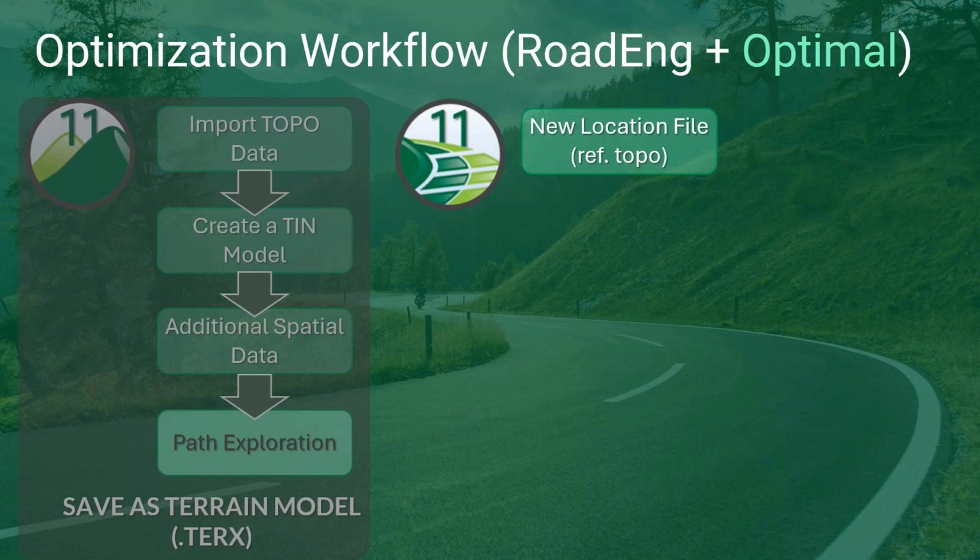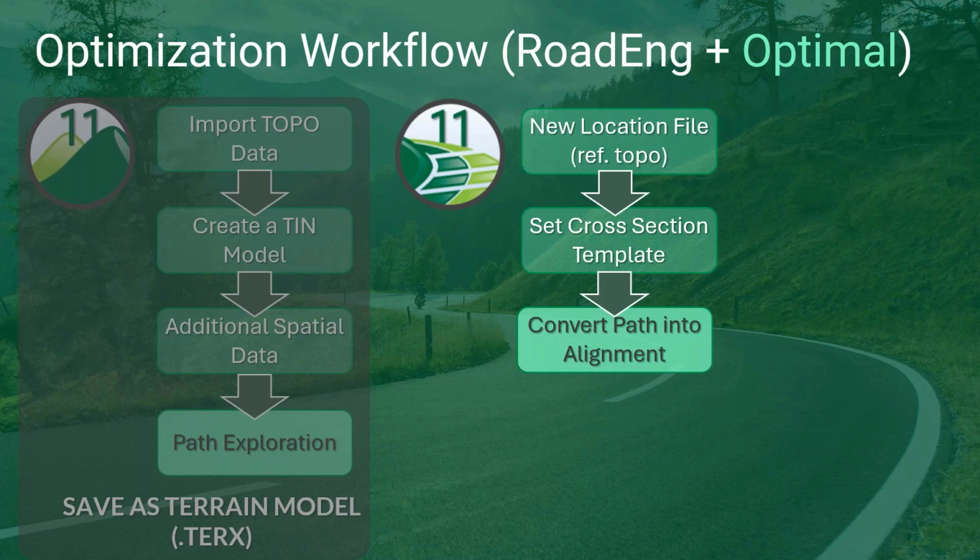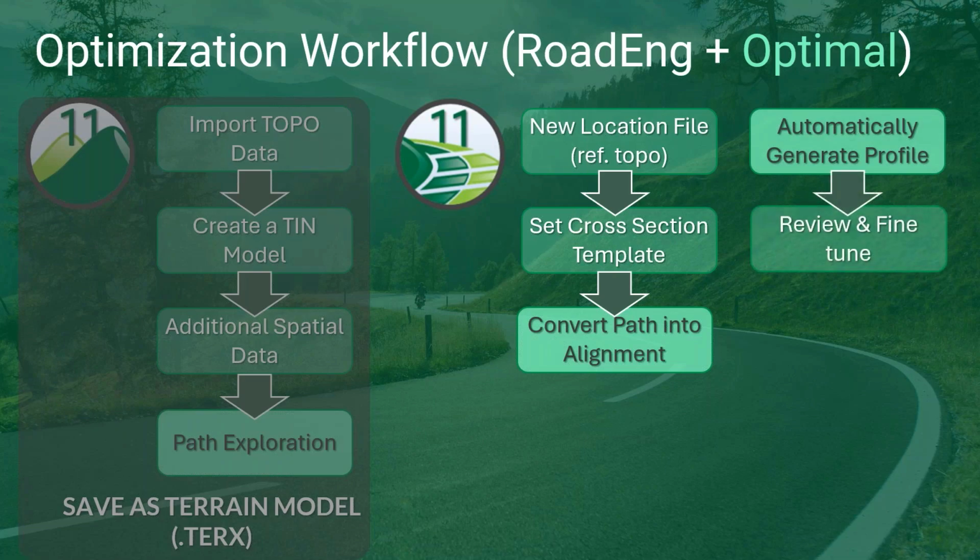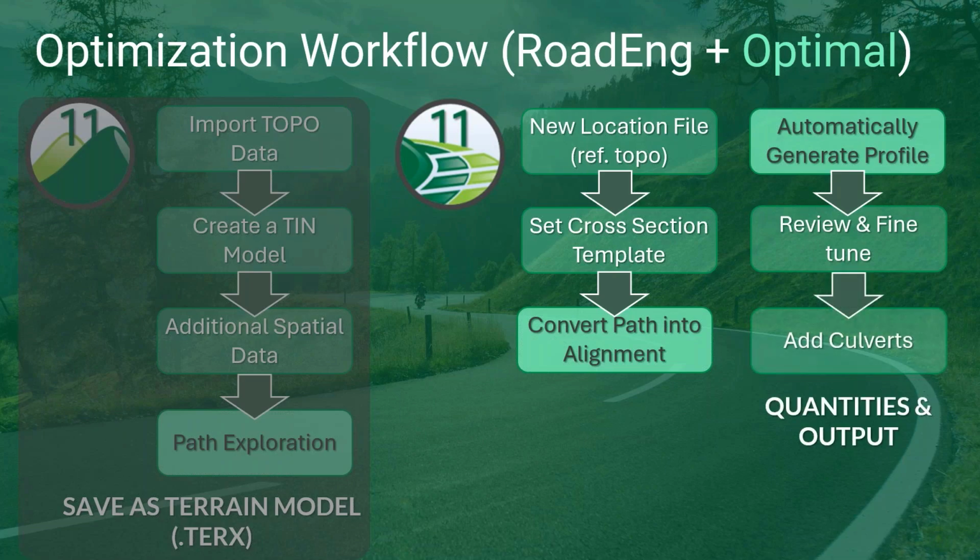So he creates a new file, references his topo. These steps, a couple of them are going to be very similar between the two of them, but you set up your cross-section template. He's going to leverage the optimization tools to convert his path into an alignment with proper curves, automatically generate his profile. He has an opportunity to review and fine-tune, add some culverts, and then look at creating output. In this case, we're going to look at output sheets with multiplot.